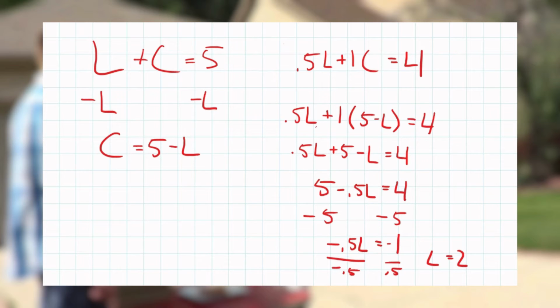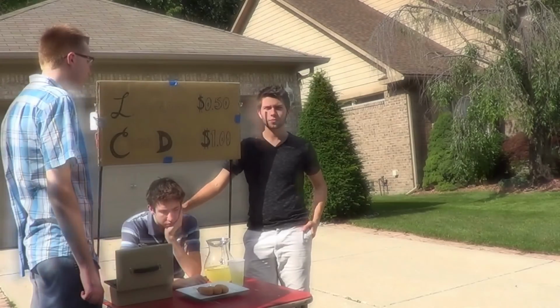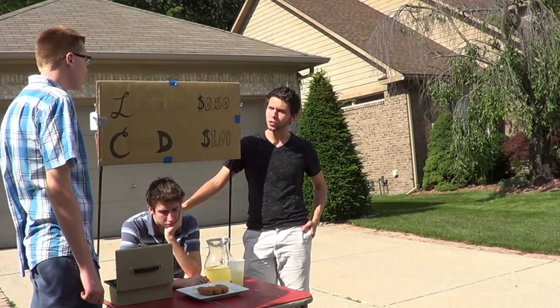Once we know what L equals, we can go back and plug this into our first equation to get C equals 5 minus 2. And this gives us C equals 3. So, we know that in the end, I ended up selling 2 lemonades and 3 corn dogs. Now let's see what happens if his price is changed.